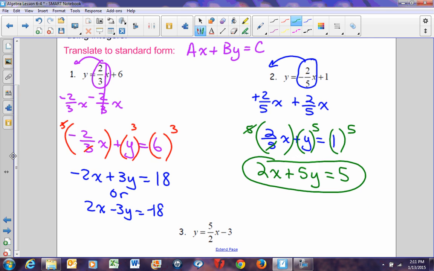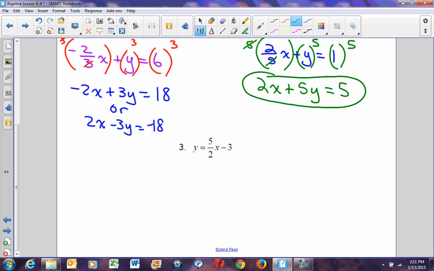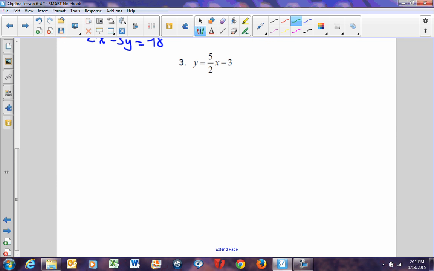Let's look at one more. y equals 5 halves x minus 3. Again, I must get the 5 halves to the other side. So I will subtract 5 halves x. Whatever you do to one side of the equation, you must do to the other side of the equation. So these will cancel, and I will have negative 5 halves x plus y equals negative 3.